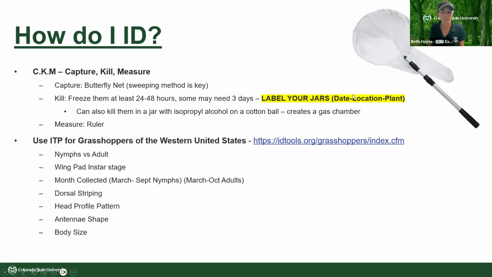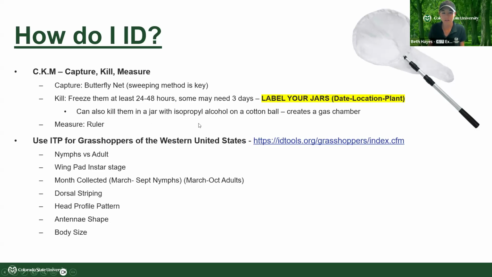But I highly encourage you to put the date, location, and the plant they were on, because sometimes when you freeze them, depending on what temperature range your freezer is set at, it can deteriorate the color of the grasshoppers when they start to thaw. That means you might not be able to easily identify them, and you may not remember what color they were when you put them in there, because maybe it's been a week and you went on vacation, right? So knowing what plant they were on can also really help you identify them.